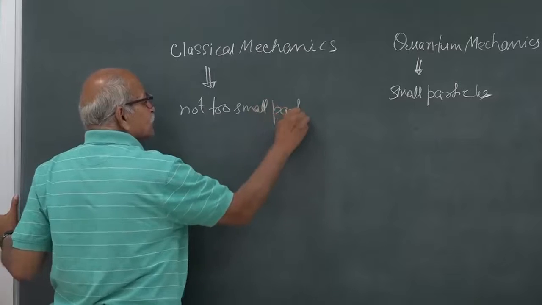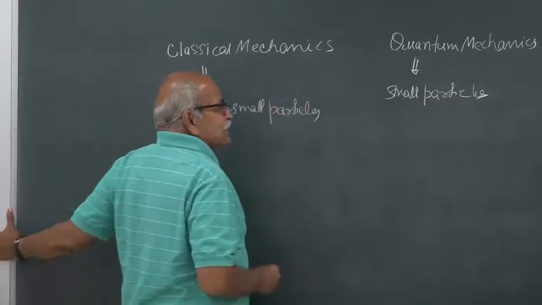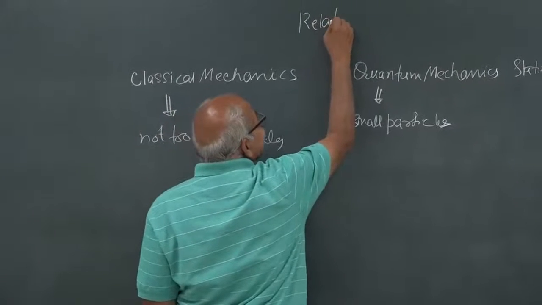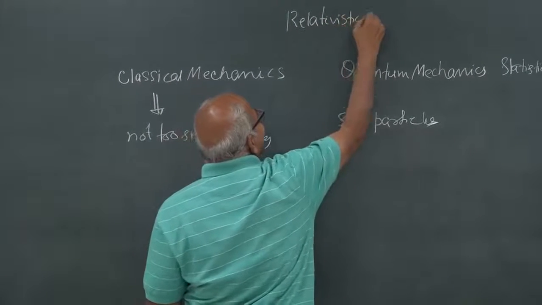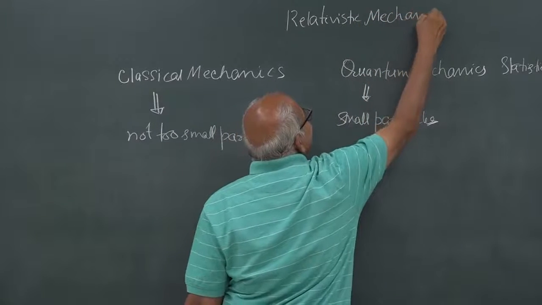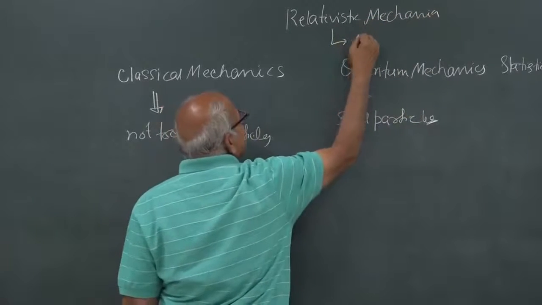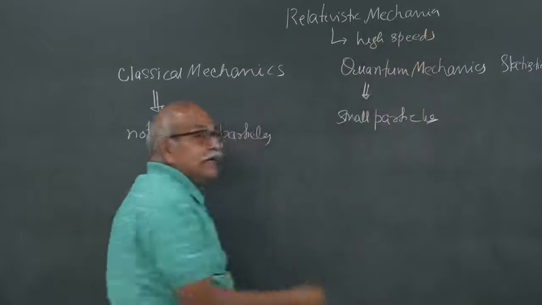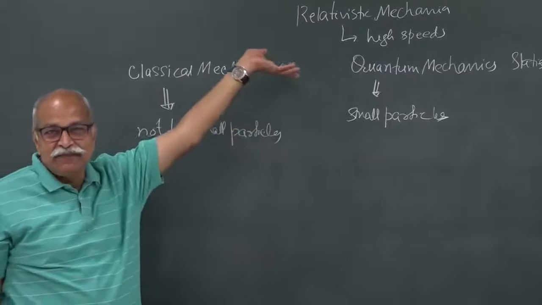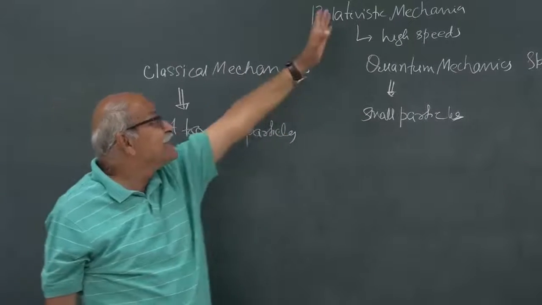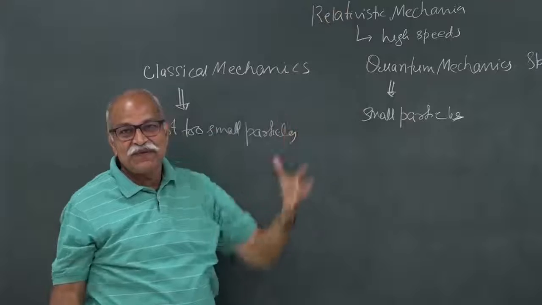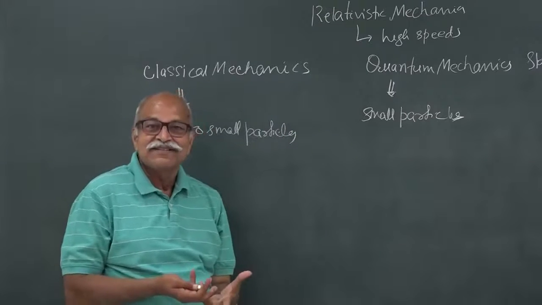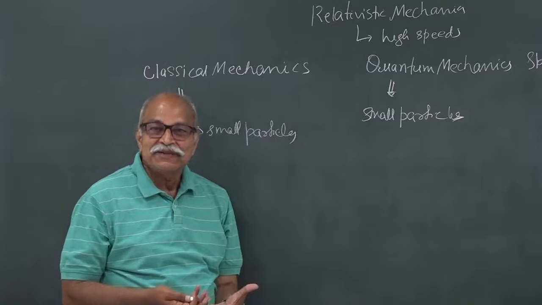And you have yet another thing which is called relativistic mechanics. This is the one where we talk of high speeds, and not always high speeds; many times the speeds are not very high, and still you need relativistic mechanics. For example, when you have fission or fusion of nuclear particles, the speeds are not very high.